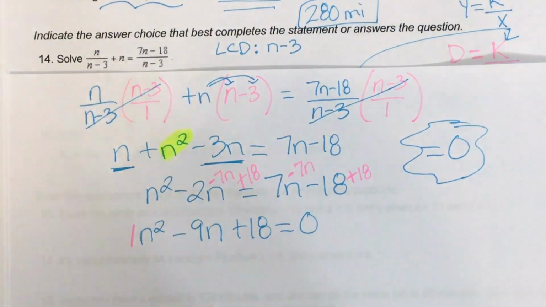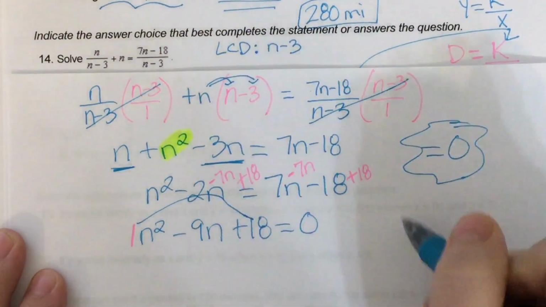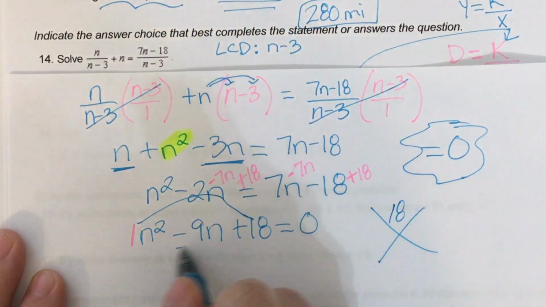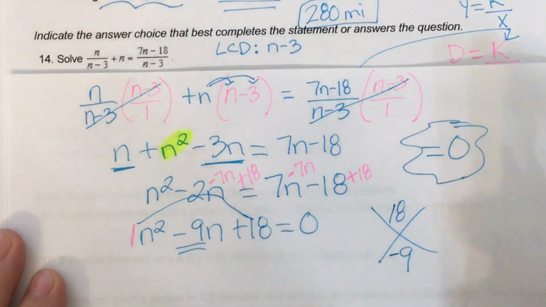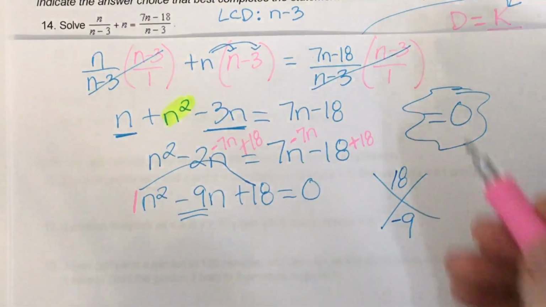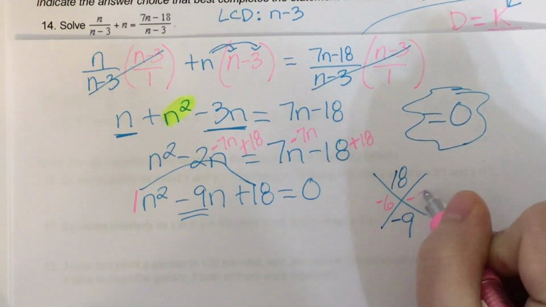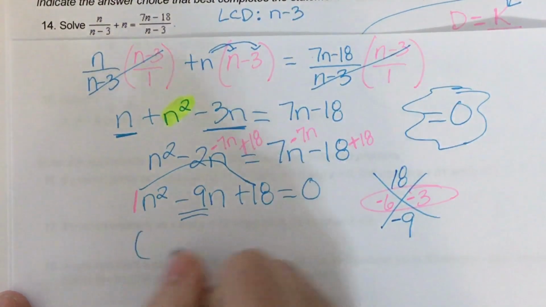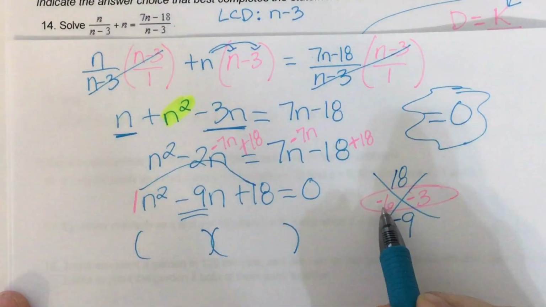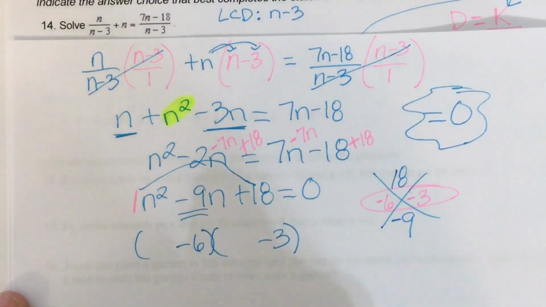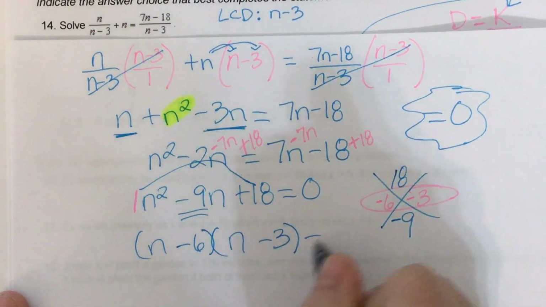So a times c is 18, because 1 times 18 is 18. I want the numbers to add to make negative 9. And do you know who does that? Negative 6 and negative 3. Those multiply to make 18, and they add to make negative 9. So I can go straight to my parentheses, put minus 6 in the back, put minus 3 in the back, and put the letter I'm working with in the front.